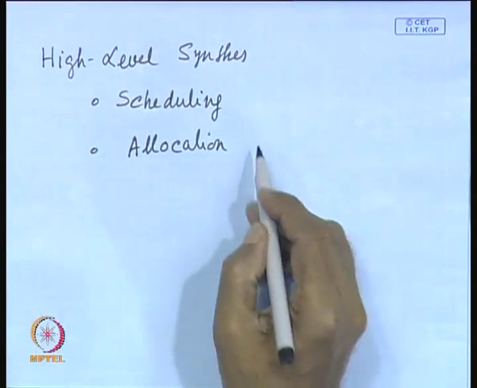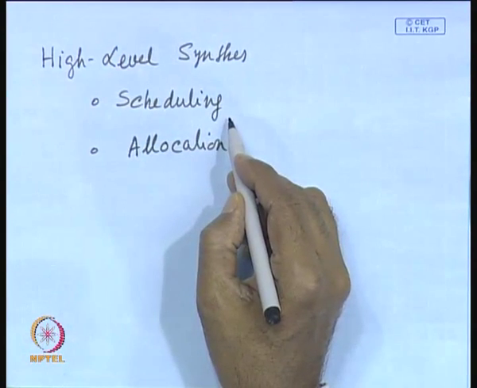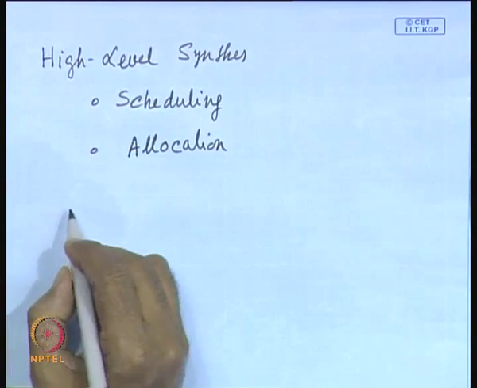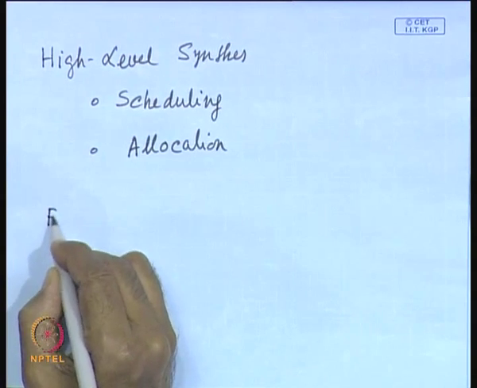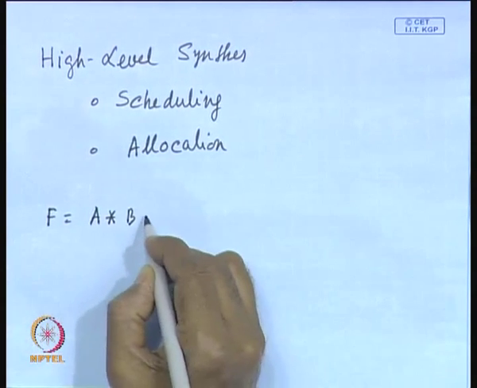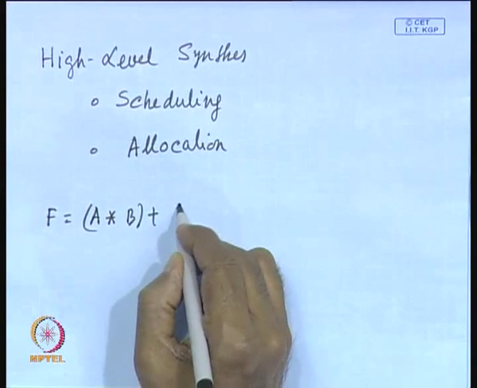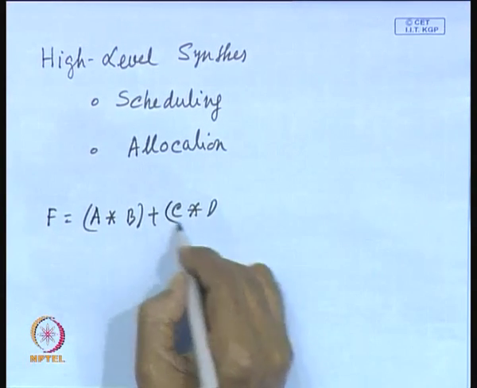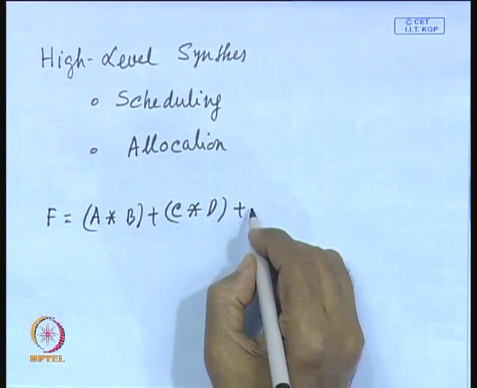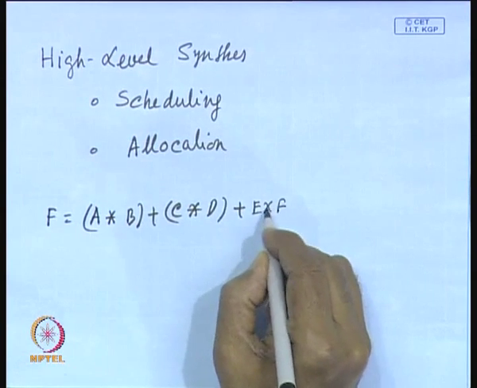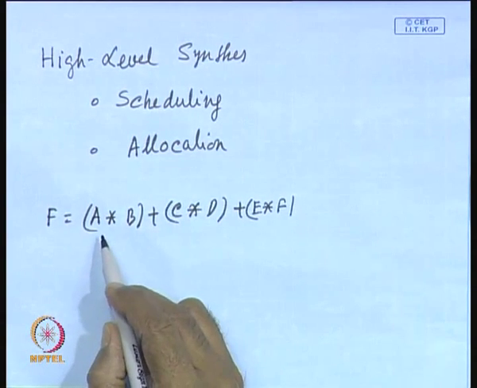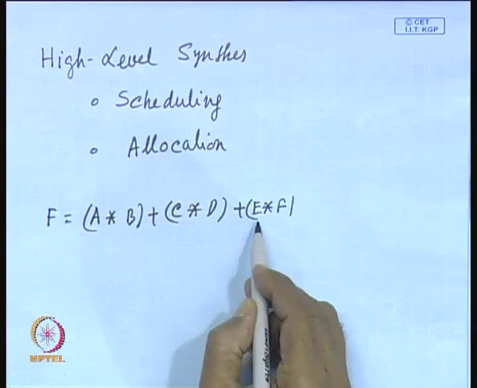So, what is done in scheduling? Different operations are scheduled at different time steps. For example, suppose you have to realize this function, A into B plus C into D plus E into F, where you are doing addition here. That means A into B plus C into D plus E into F.